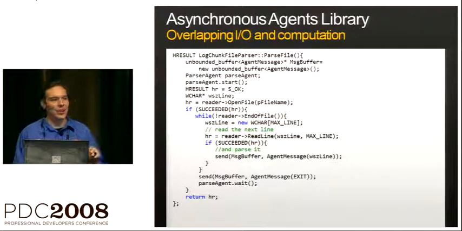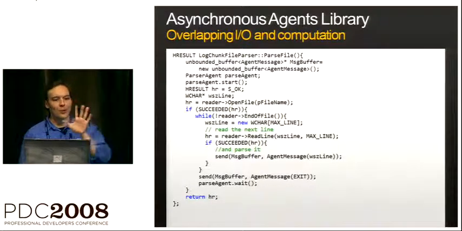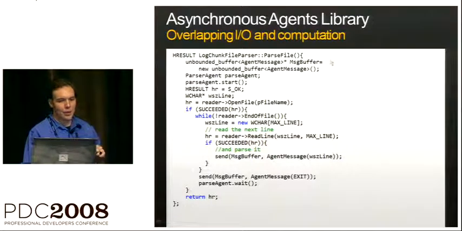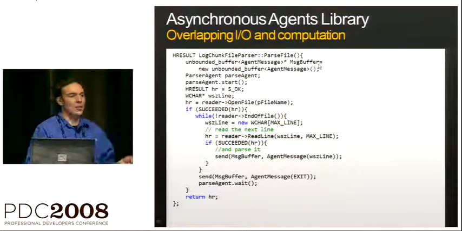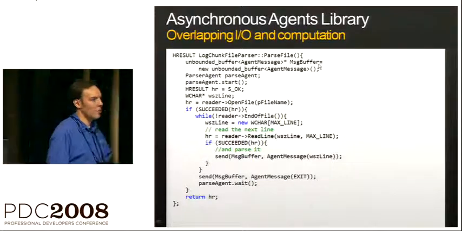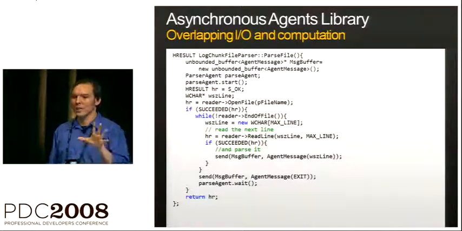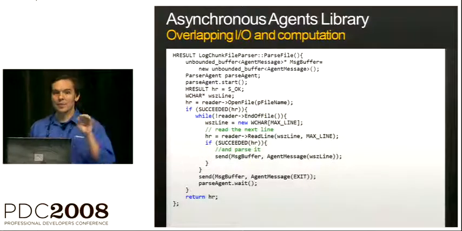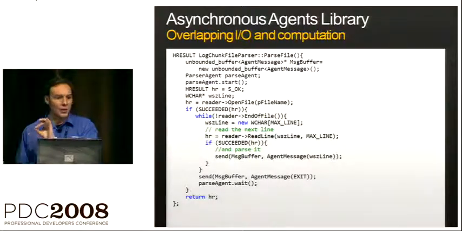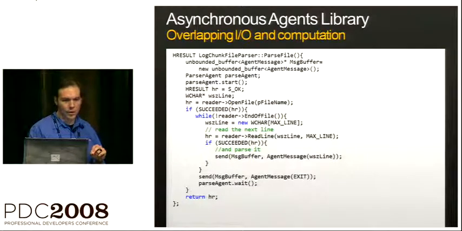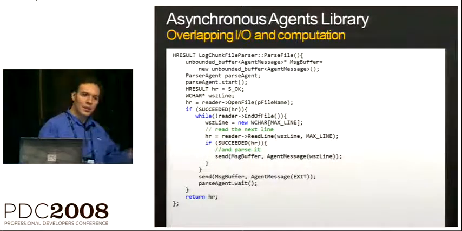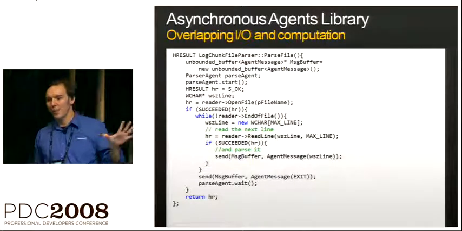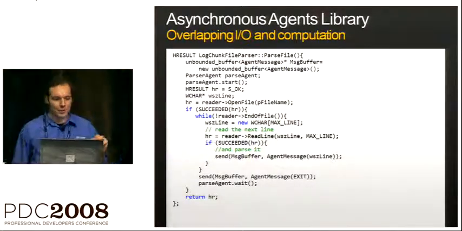But let's do something else. I'm going to use the agents library to actually overlap that I/O with the computation. The first thing I'm going to do is create a message buffer. This is an unbounded buffer of agent message. The agent message is just a little message type that has the kind of message and the payload, the current line. I did that here with this new unbounded buffer. Now I'm going to create a parser agent. This is a class that I've derived. The next slide has it, so you'll see it. And I'm going to start the parser agent.